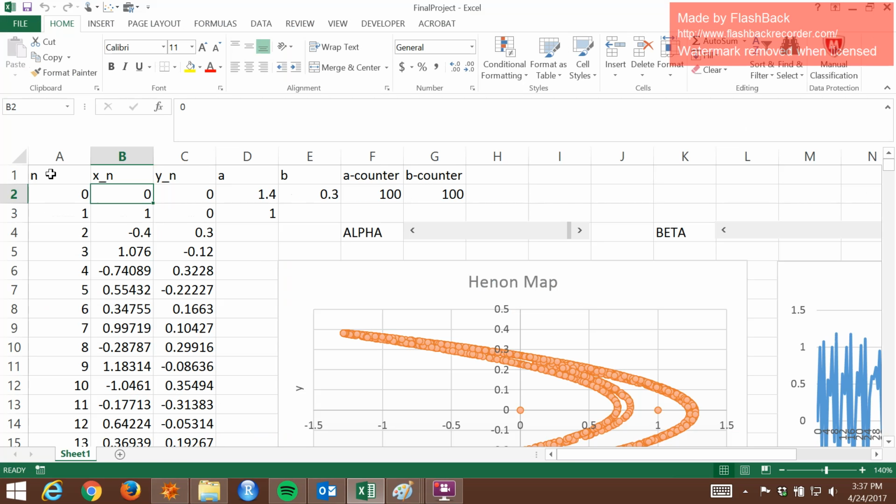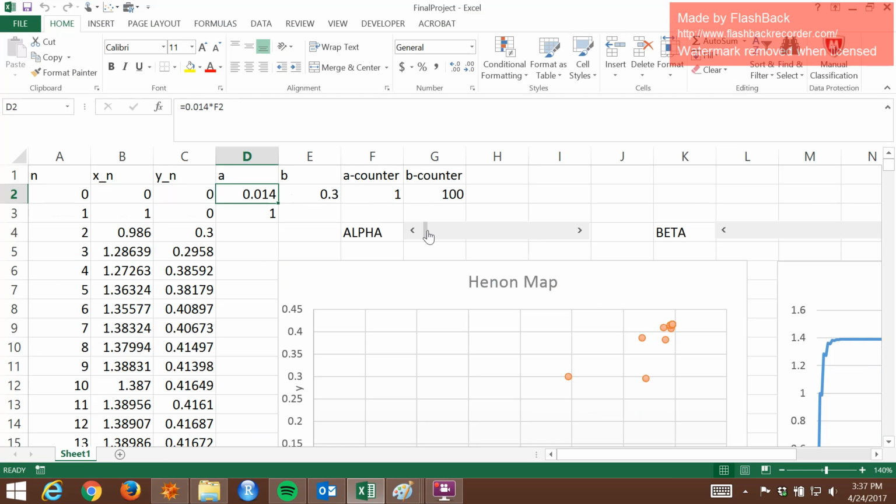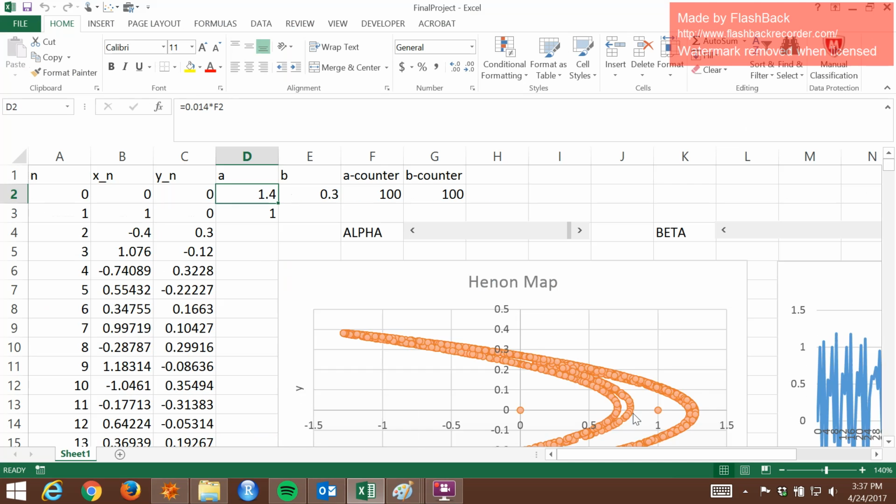So in Excel, I set my first column equal to n, the number of the iterate. Second column, x_n and y_n. So my initial conditions are both x_n and y_n equal to 0. I set alpha equal to 1.4 and beta equal to 0.3. And what I did for alpha and beta is I set up a counter in order to be able to switch and change the parameters easily while still visualizing it on this graph here.